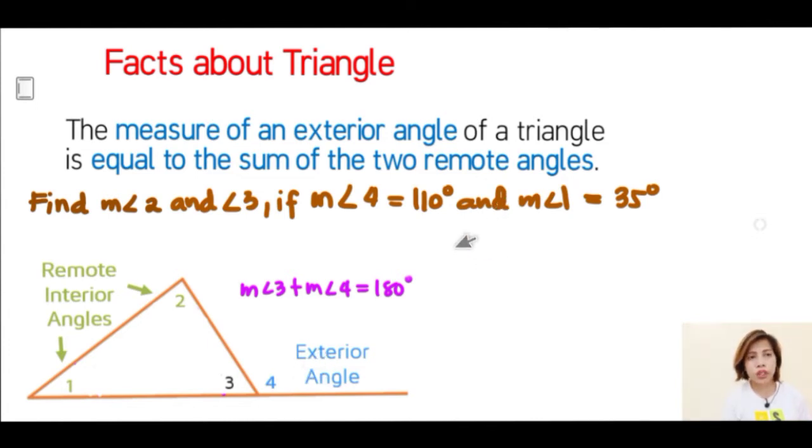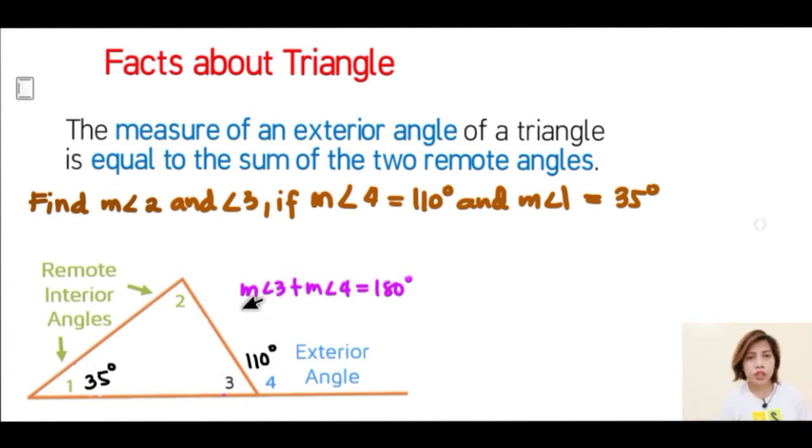So, tignan po natin. Solve po natin yung problem. Find the measure of angle 2 and angle 3 if the measure of angle 4 is equal to 110 degrees and the measure of angle 1 is 35 degrees. So, si angle 4 daw po ay 110 degrees at si angle 1 naman ay 35 degrees. Since the measure of angle 3 plus measure of angle 4 is equal to 180 degrees, since linear pair sila, pwede natin agad makuha yung measure ng angle 3.